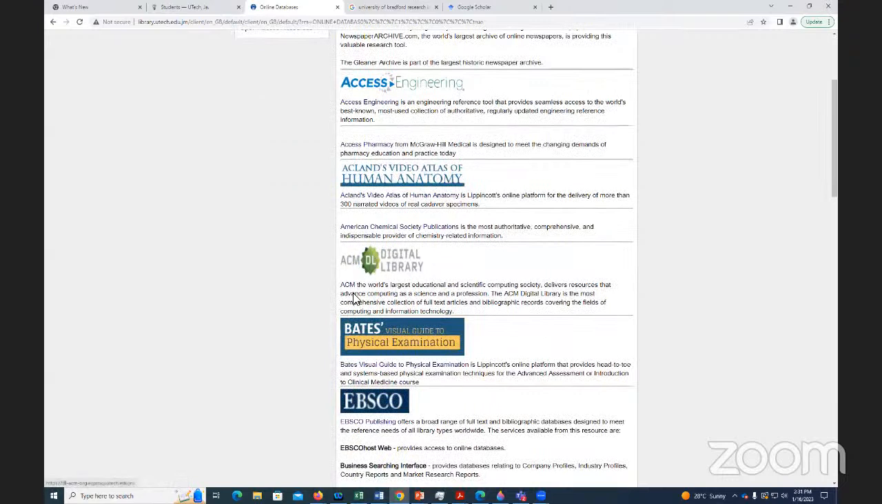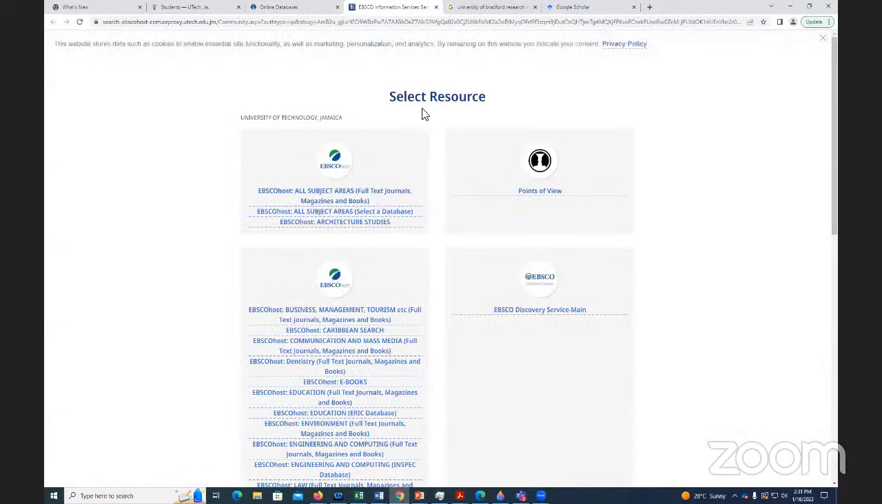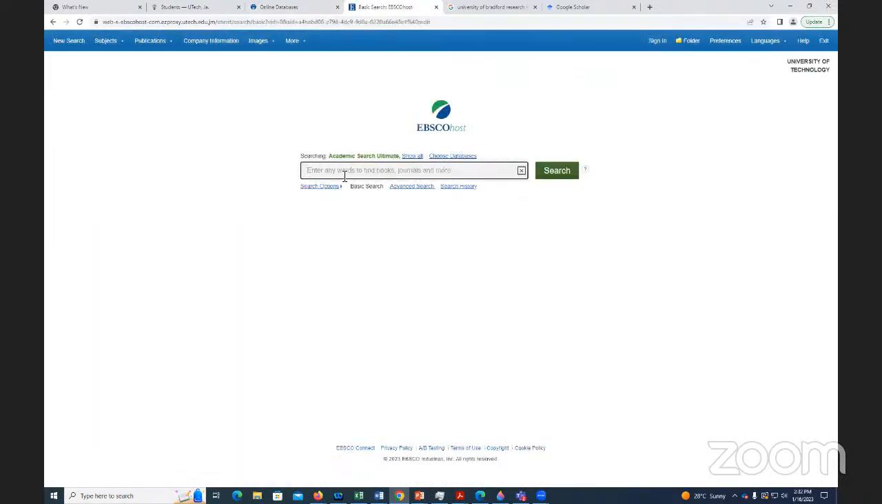So let's go to EBSCOhost right now. And I'm going to show you how to use it because it's mostly obvious. If you go to EBSCO, you're going to see here that this is a list. You can do all subject areas. And if you click this, it's going to be somewhere where they actually have a search tool where you put in the words. And they have advanced search and basic search, and you press search.